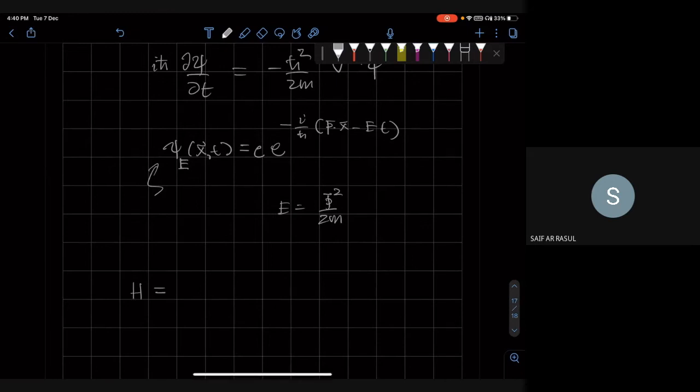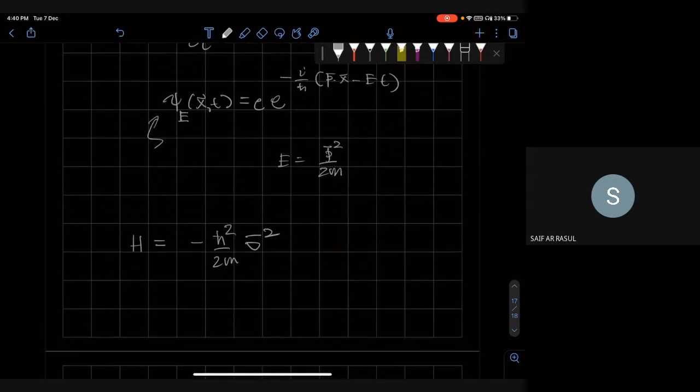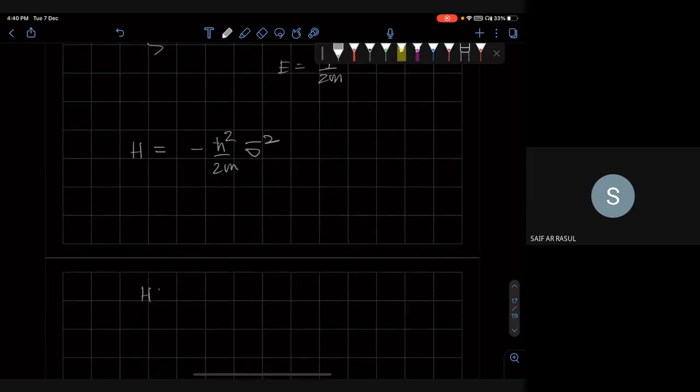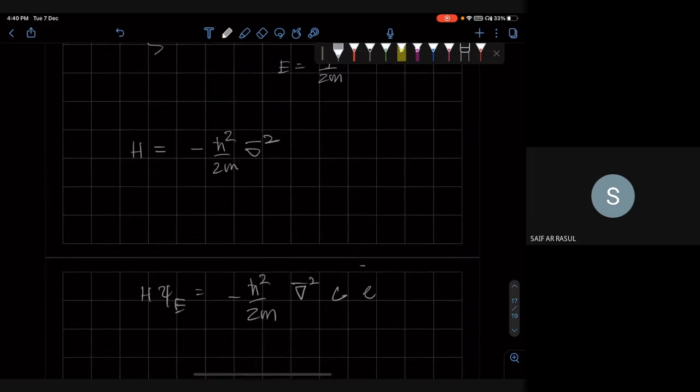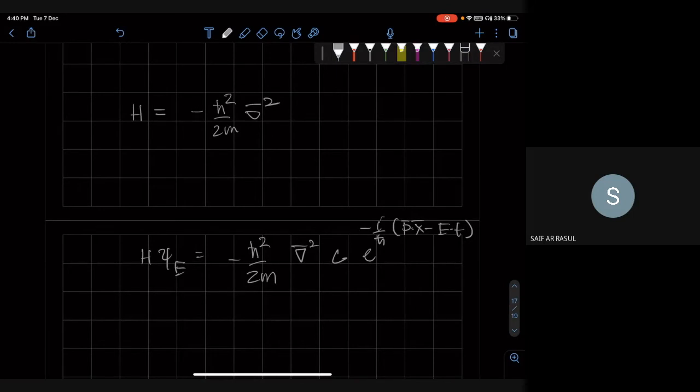What is the Hamiltonian operator? It's minus h bar squared by 2m del squared, right? So let's see if this is the case. If I apply H to ψ_E, what do I get? It's minus h bar squared by 2m, and here we have del squared of ψ_E, which is C times e to the power minus i by h bar, p dot x minus Et, right?